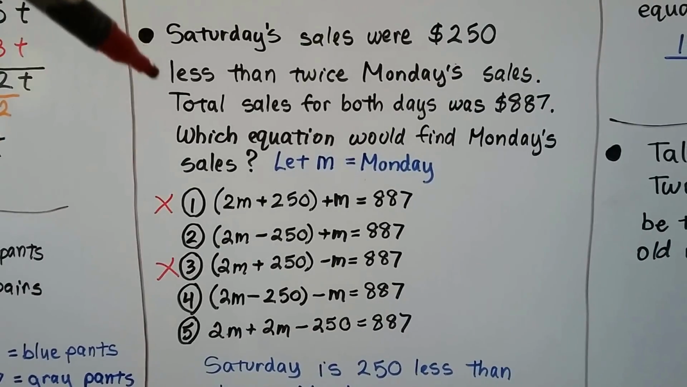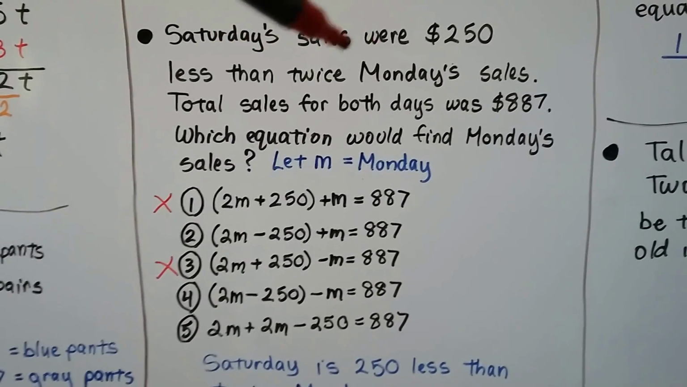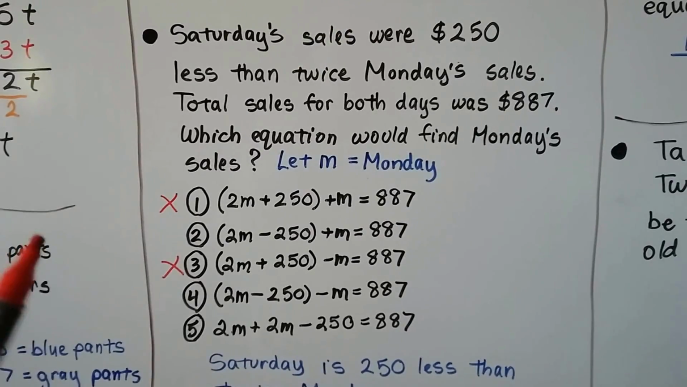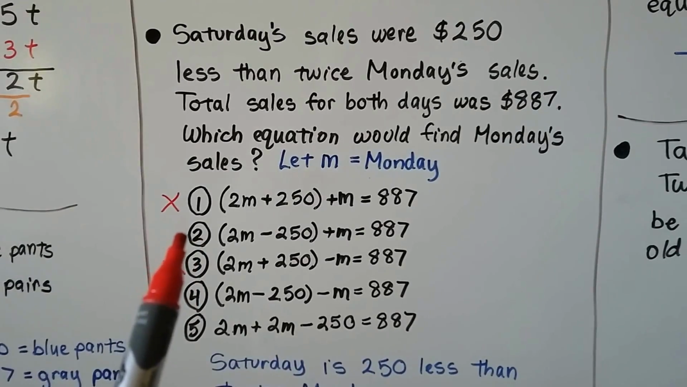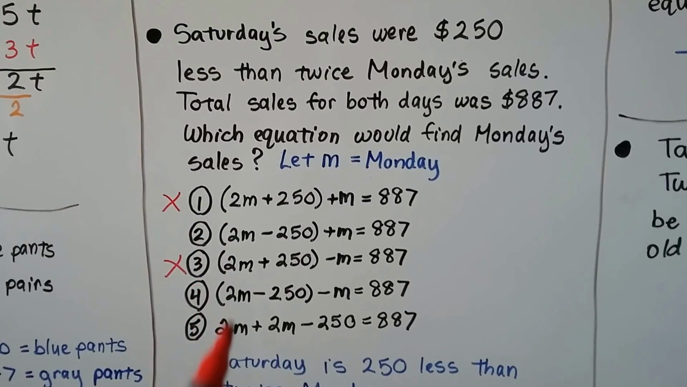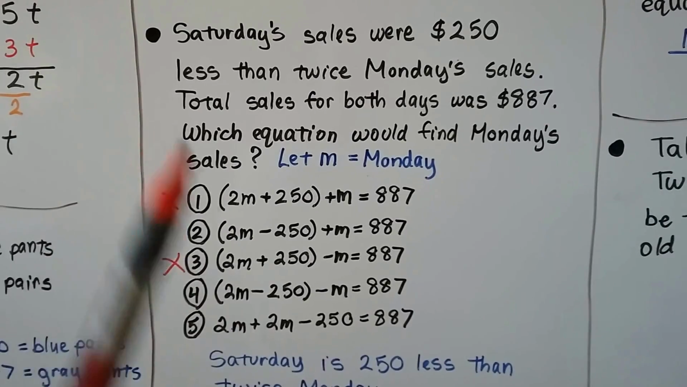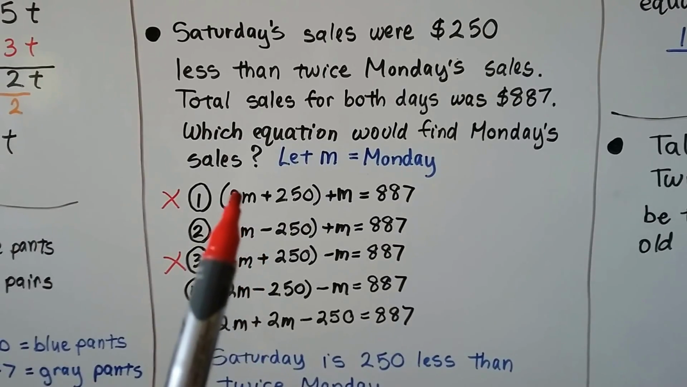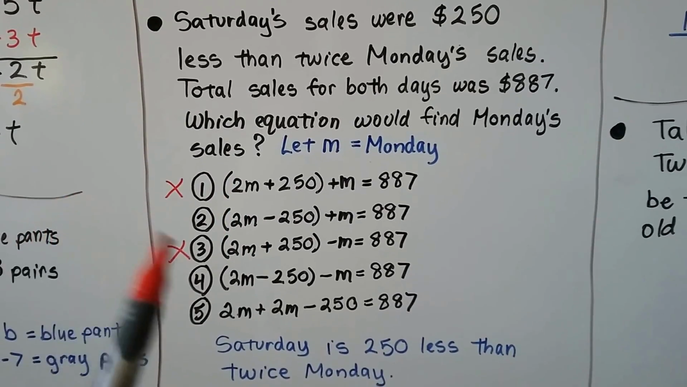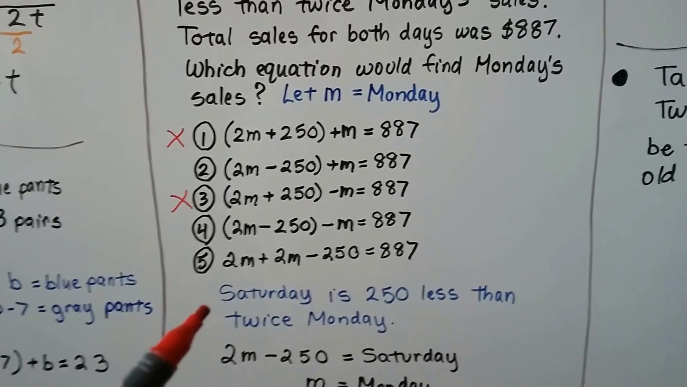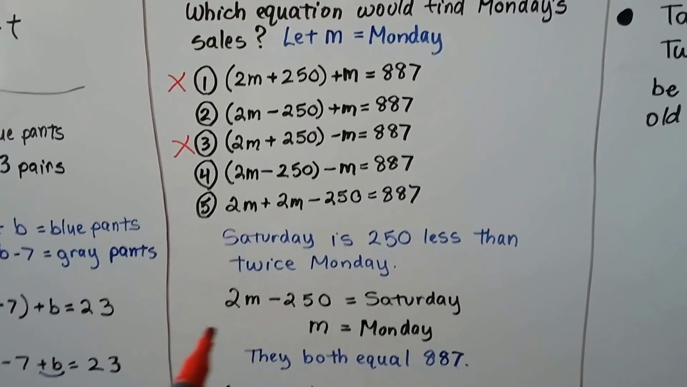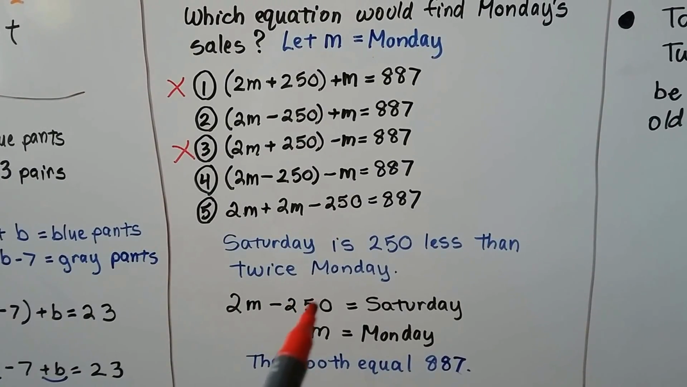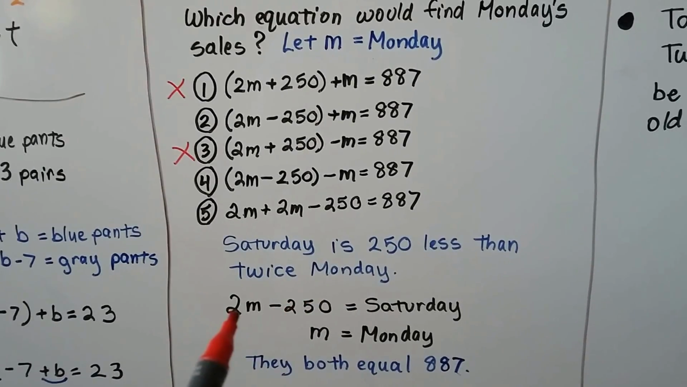If Saturday was 250 less than twice Monday's, that means we need to multiply the Monday times 2, don't we? There's going to be 2 Mondays. So which one of these has 2 Mondays? Well, they all have a 2M, don't they? So that didn't really help us. So we have to look at this further. It was 250 less than twice Monday's sales. So if Saturday is 250 less than twice Monday, that means we have 2M minus 250. It's 250 less than twice Monday.